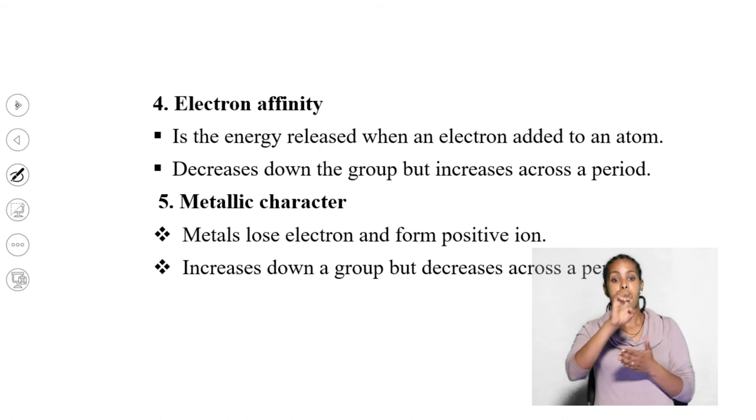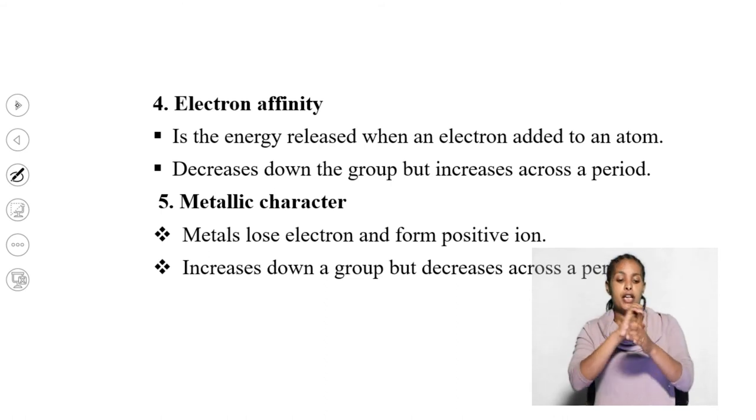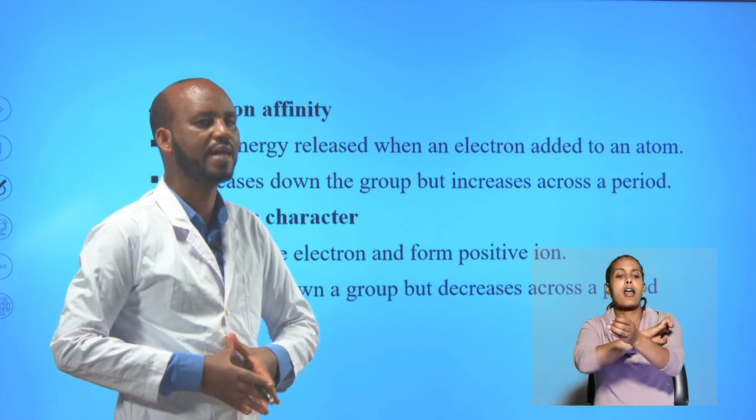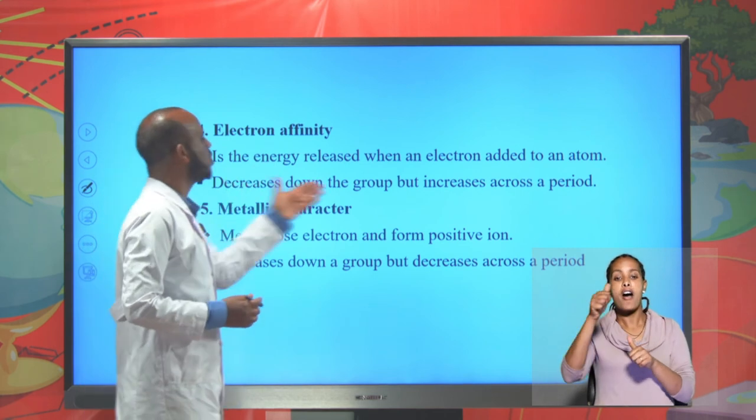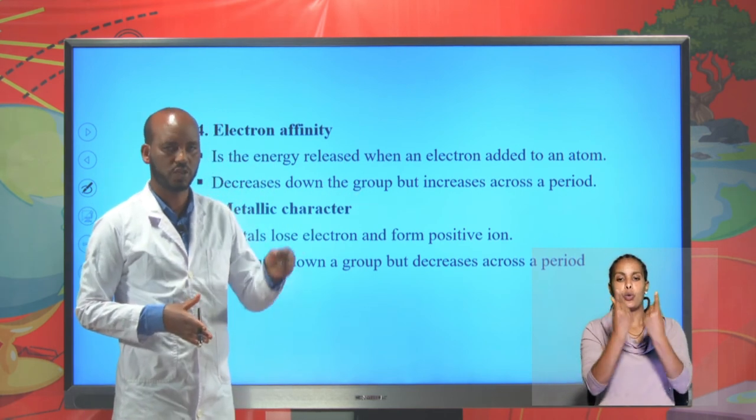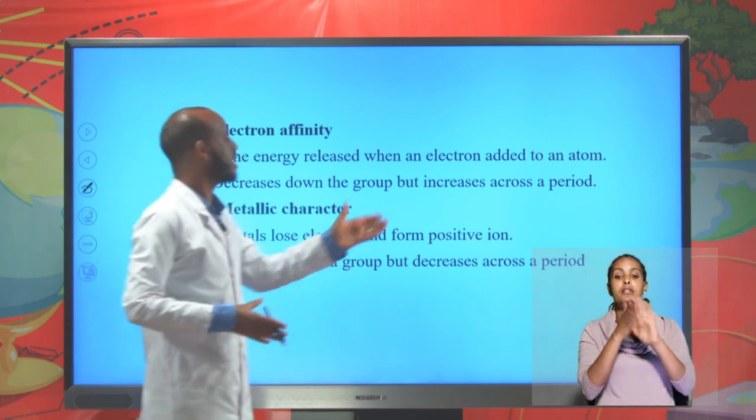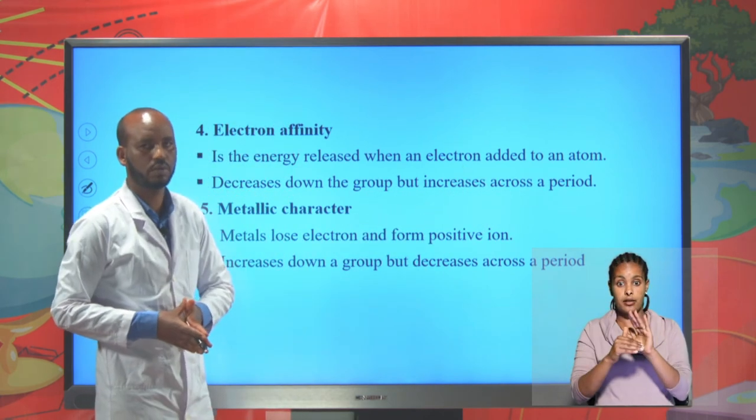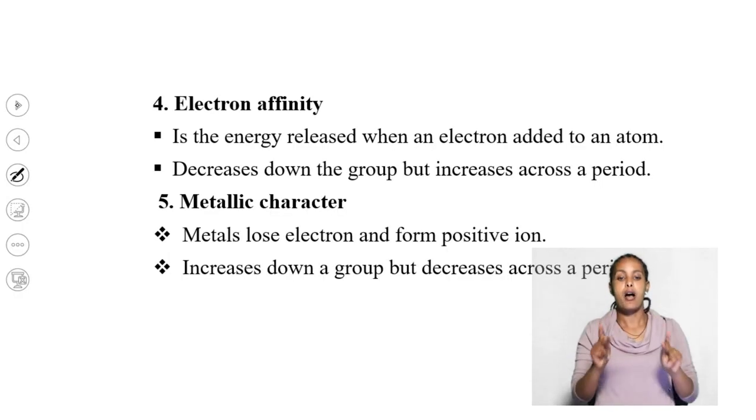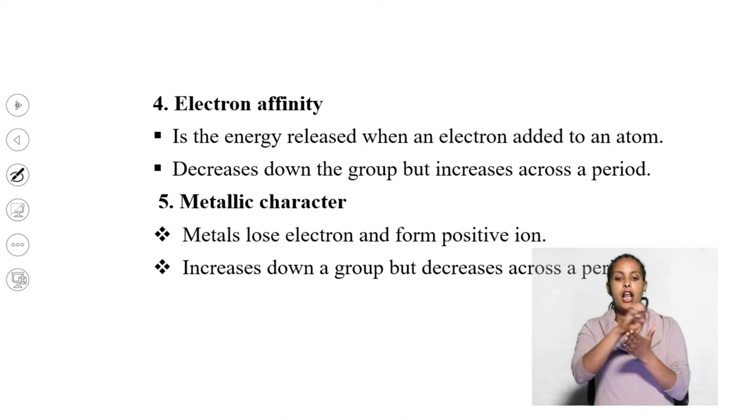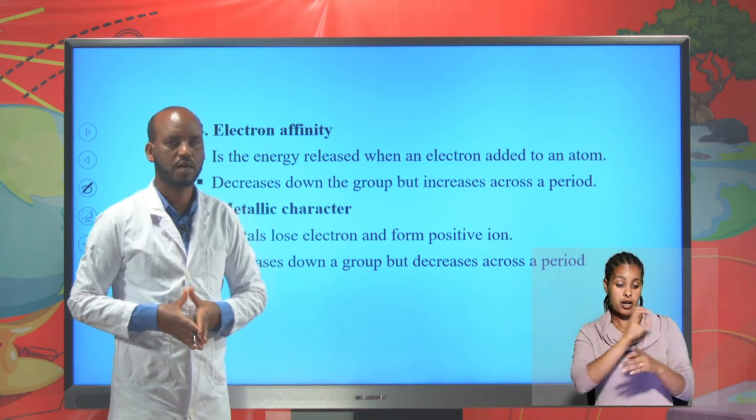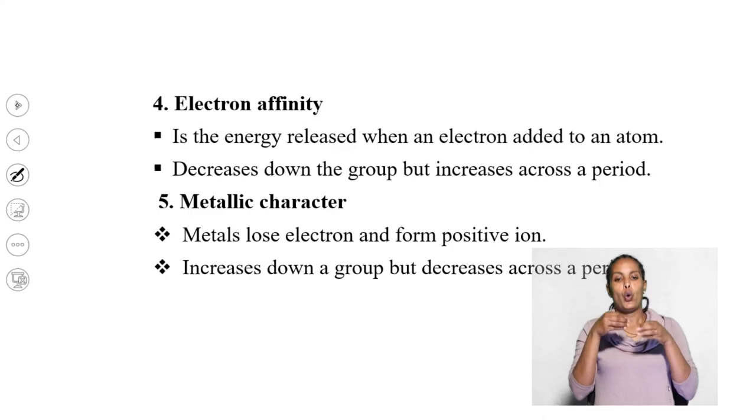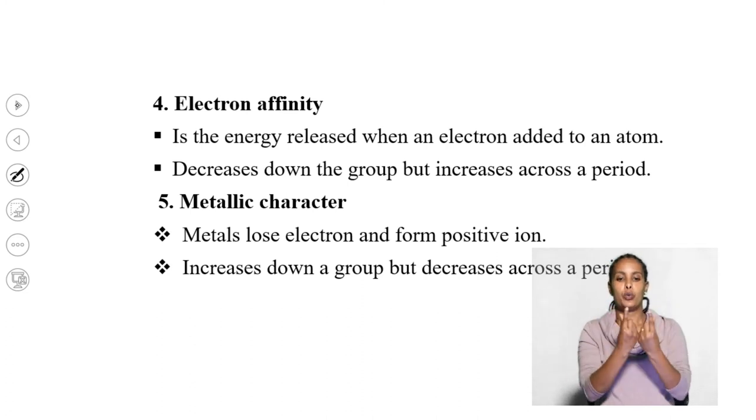Electron affinity. This is the energy released when an extra electron is added to an isolated gaseous atom. Electron affinity decreases down the group because atomic size increases down the group, but it increases across a period. Across a period, atomic size decreases, but electron affinity increases. Metallic character. We know that metals are known by losing of electrons. Therefore, metallic character increases down a group, but decreases across a period.